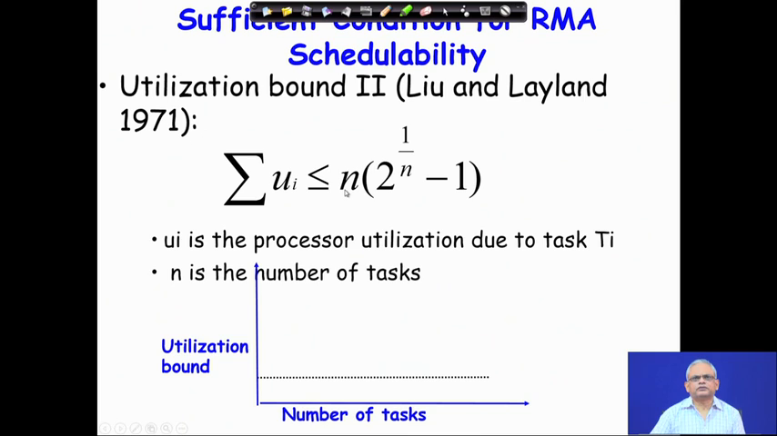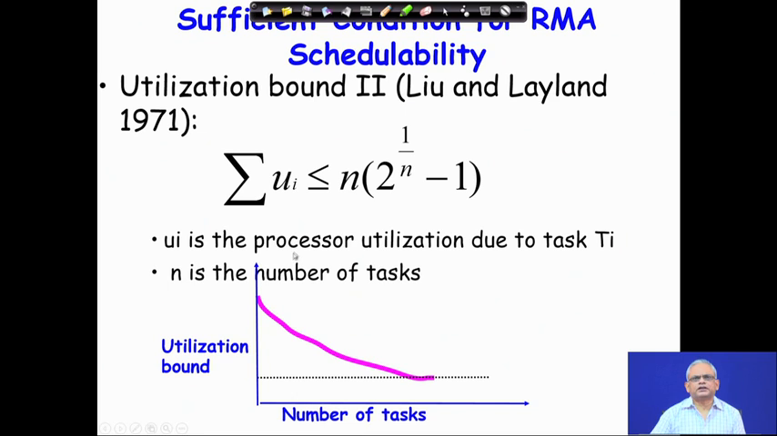If n is equal to 1, then it becomes 1 into 2 to the power 1 minus 1, which is 100%. So, if only one task is there, then even if it has 100% utilization of the processor, still it can be schedulable under the rate monotonic algorithm.